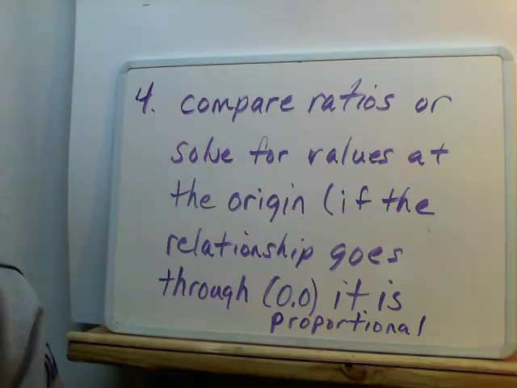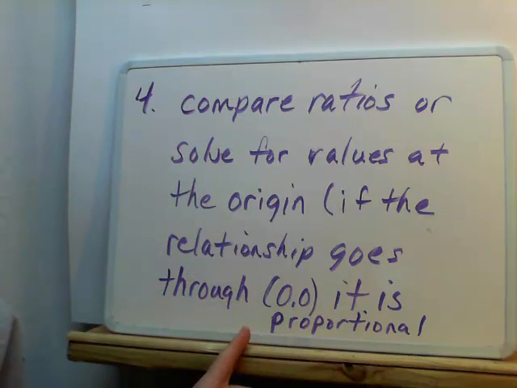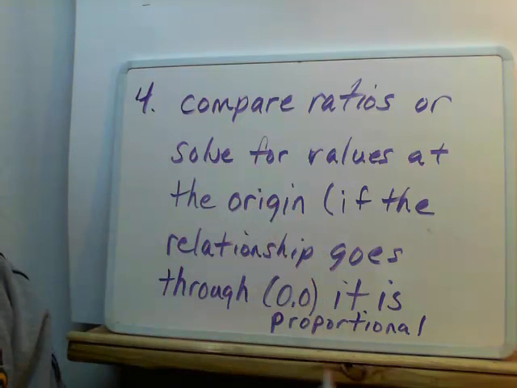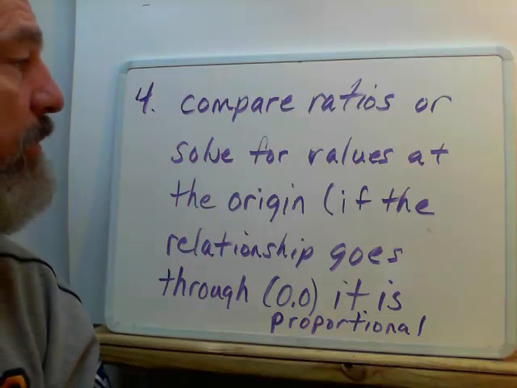Problem number 4. The answer to that question is we can compare ratios, which is what we just talked about doing, or we could solve for the values at the origin. If the relationship goes through 0, 0, it is proportional. So that's 2 different ways that we could look for proportional relationship. Look at the ratios and make sure they're constant throughout, or if it goes through the origin. Please do independent practice.